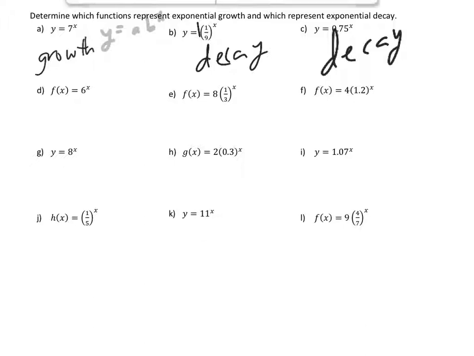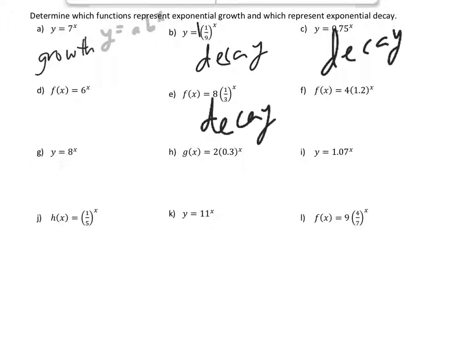Let's move down to letter E. F of x equals 8 times 1/3 raised to the x power. In this case, A is 8, B is 1/3. We still only care about the B when we're talking about growth and decay. Since 1/3 is 0.333 repeating, it's between 0 and 1. This is also decay.